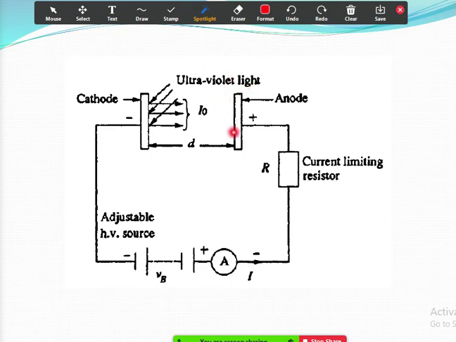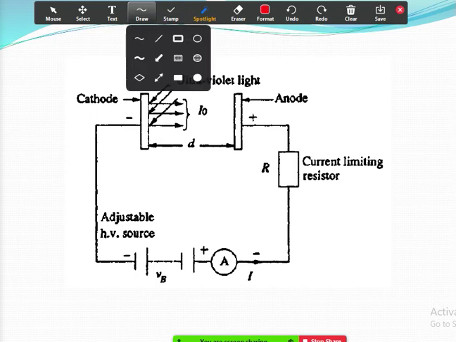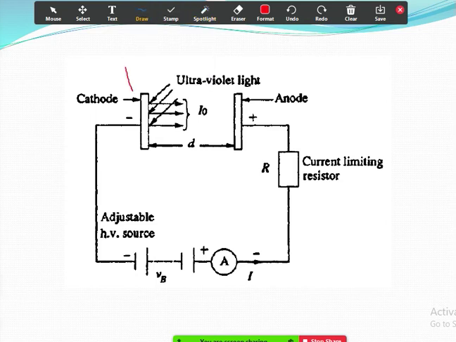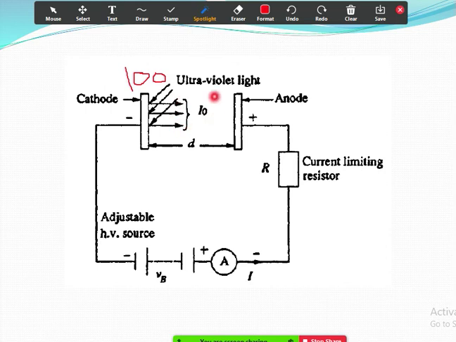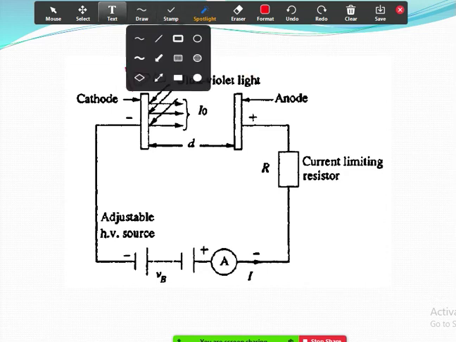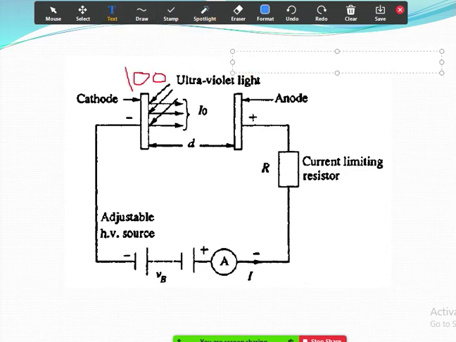So here the electrons coming to the anode may be 1000 or 10,000. Initially, if there are some 100 electrons generated because of the fall of UV light, these 100 electrons will create a lot of collisions, some hundreds and thousands of collisions, and it will generate again some thousands of electrons. So the total electrons reaching the anode may be some 10,000.